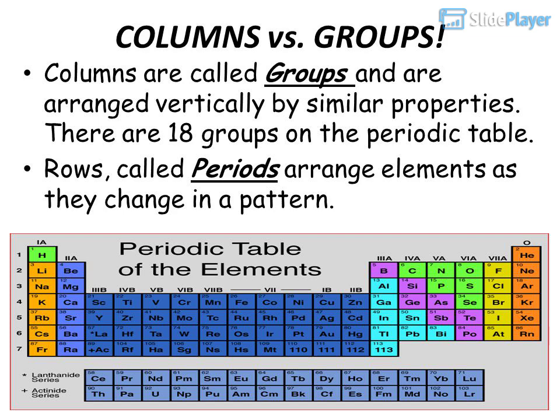Columns versus groups. Columns are called groups and are arranged vertically by similar properties. There are 18 groups on the periodic table. Rows, called periods, arrange elements as they change in a pattern.